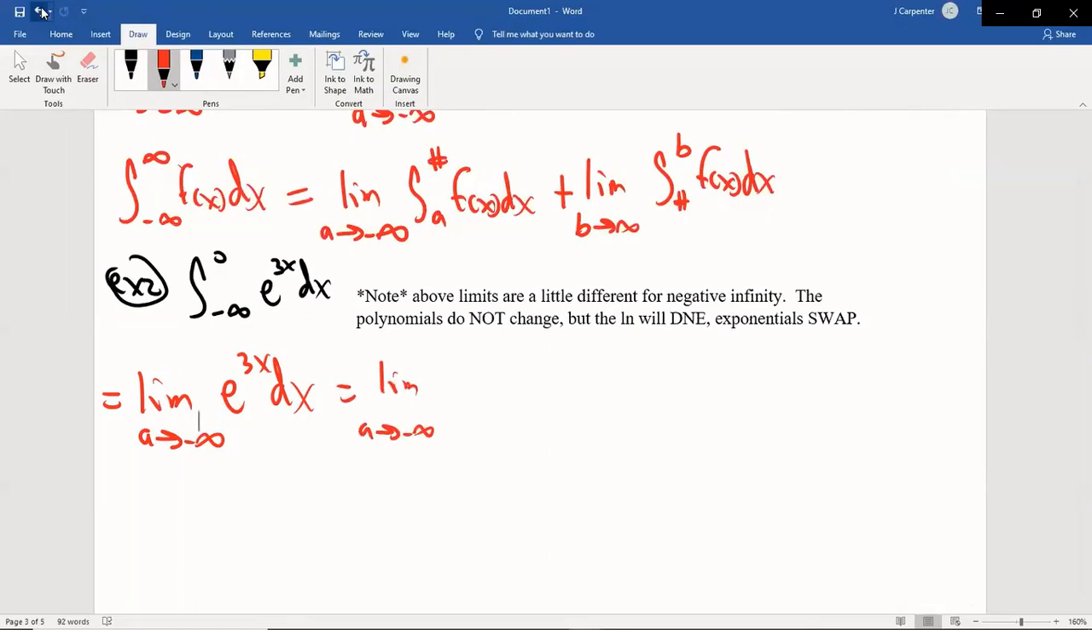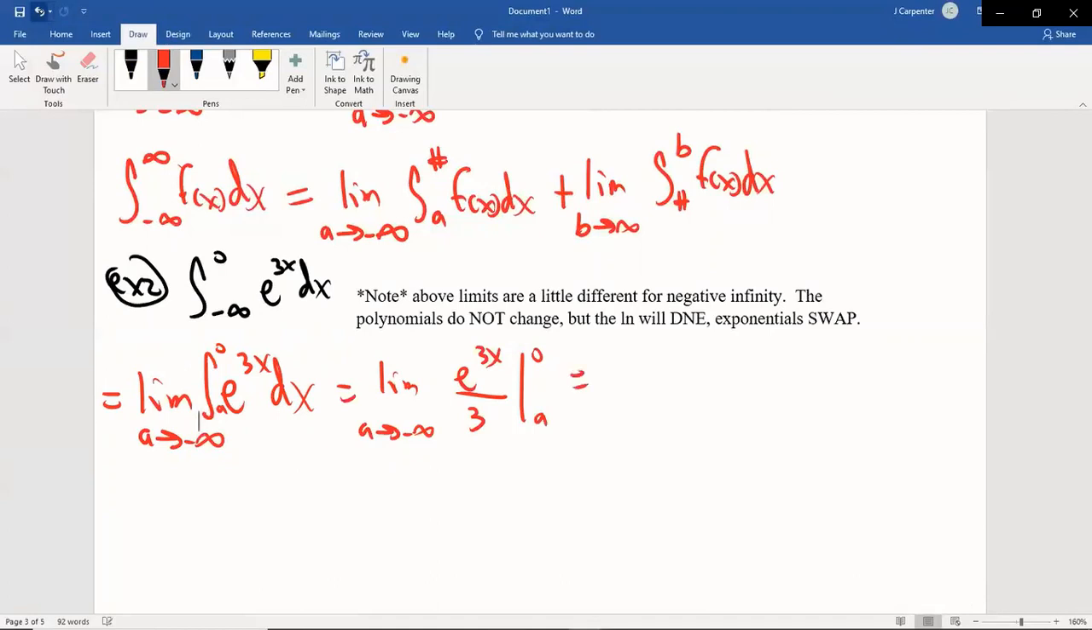Well, this is a nice simple integrand. We have a rule for that. It's e to the 3x divided by 3. There's no plus c needed because we're evaluating between, oh, I forgot my integral symbol. It goes from a to 0. So we're evaluating from a to 0. I got so focused on the negative part of the infinity, I forgot my integral symbol, but we got it in the end.